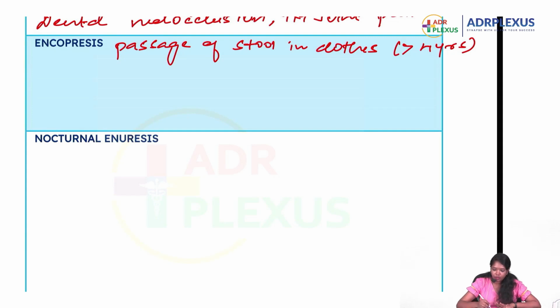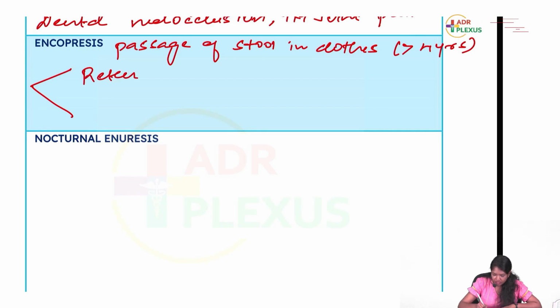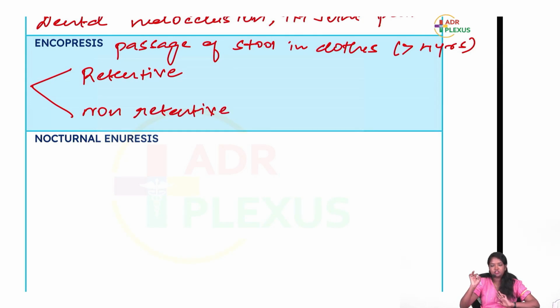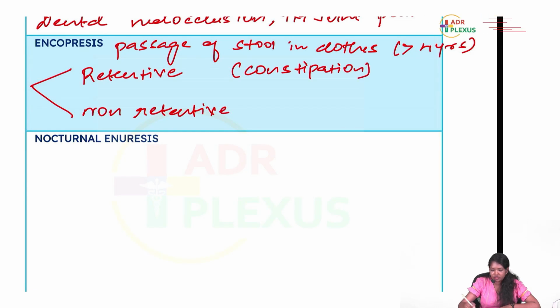Okay. So, encopresis, you have two types: retentive encopresis, non-retentive encopresis. Retentive encopresis means there is constipation. Because of constipation, because of retention, finally it is going for encopresis. This is seen in case of constipation. Very common in children. Non-retentive encopresis is absence of constipation. There is some other organic problem, that is called as non-retentive encopresis.